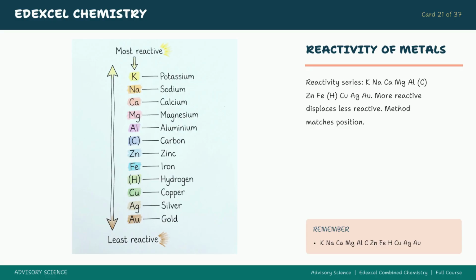A more reactive metal will displace a less reactive one from its compound. Metals less reactive than carbon, like iron, can be extracted by reduction with carbon. Metals more reactive than carbon, like aluminium, need electrolysis instead. When asked why aluminium is extracted by electrolysis and not by carbon, the marking point is aluminium is more reactive than carbon. Always link the method to the position in the reactivity series.